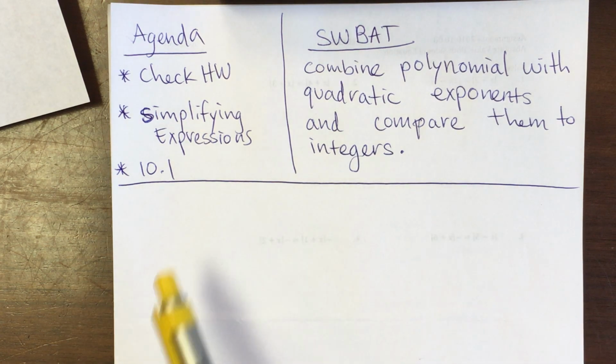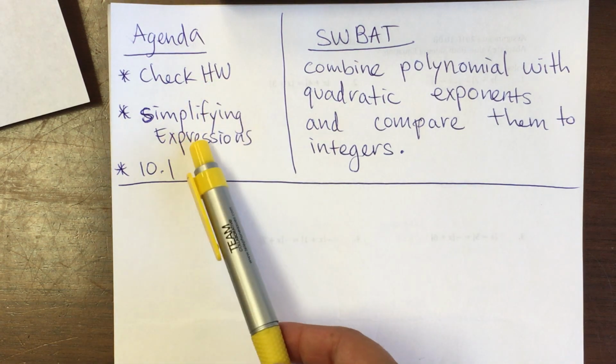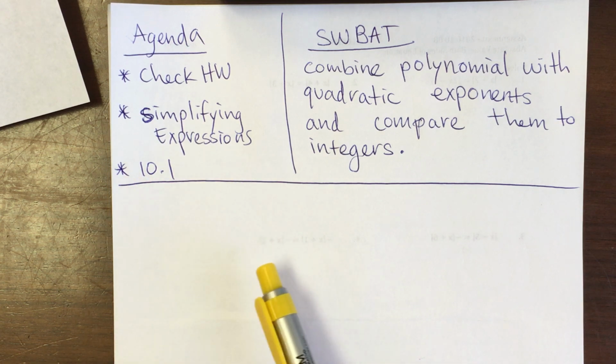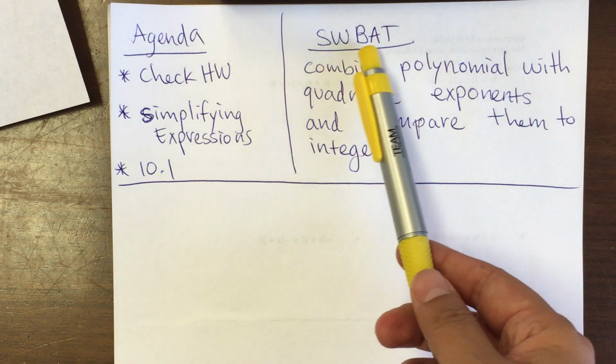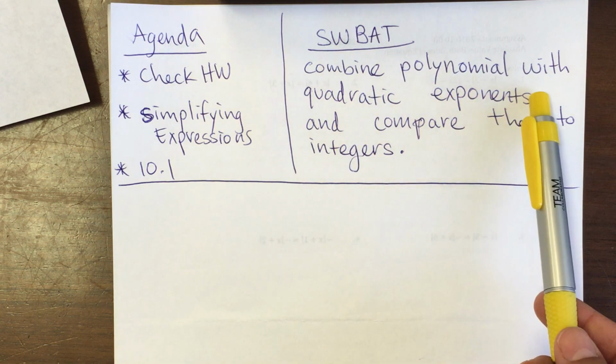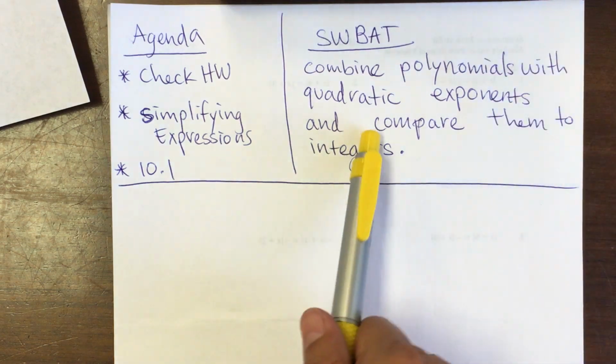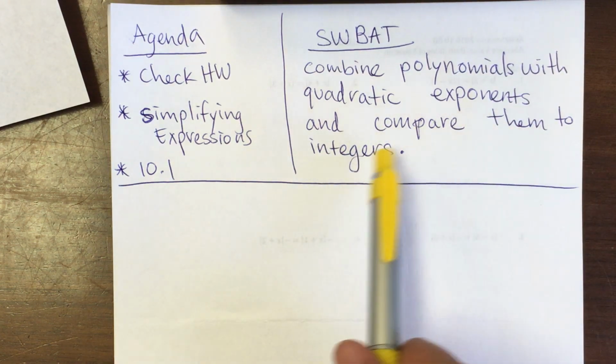Hello students, today's agenda is to check your homework. You will be simplifying expressions and you will be working on 10.1. Today students will be able to combine polynomials with quadratic exponents and compare them to integers.